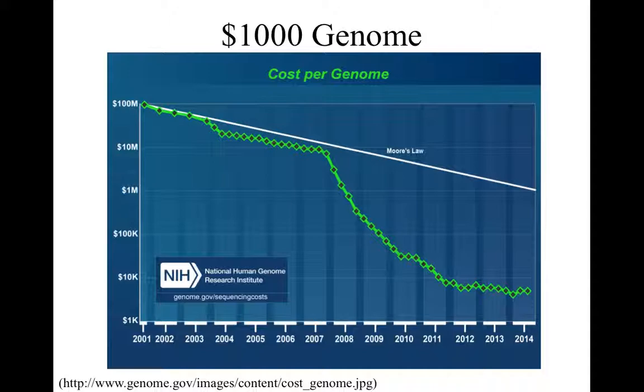The long-term goal is to be able to sequence a human genome for $1,000. At that price, it becomes feasible to sequence everyone's genome. At the very least, we can sequence the genomes of all 5 million newborns each year for the total price of about $5 billion a year.